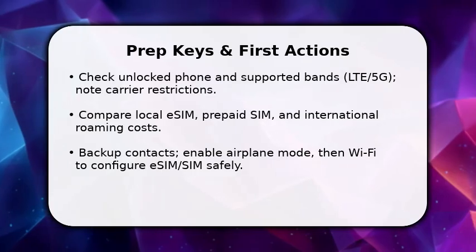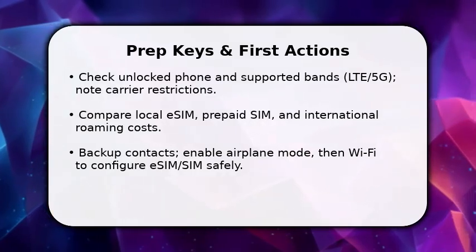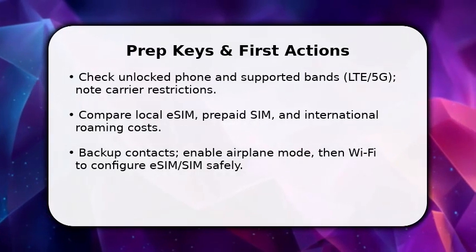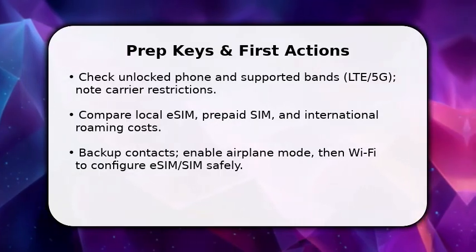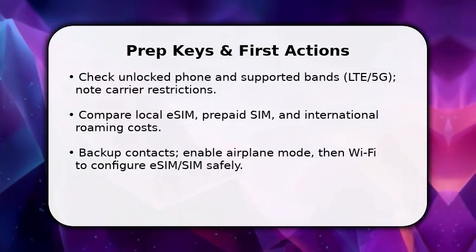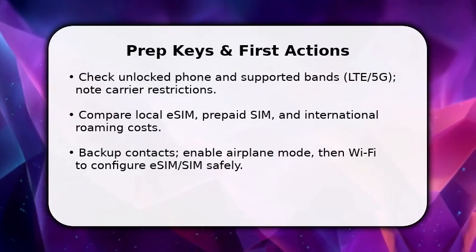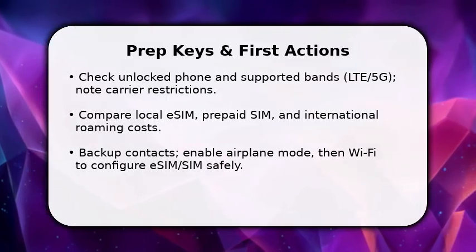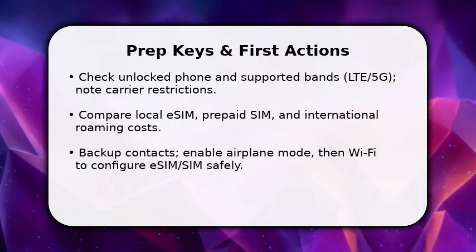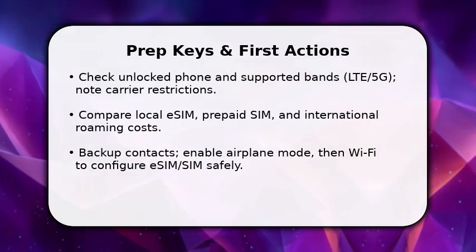Enjoy the video. You start by confirming your phone is unlocked and supports the local LTE/5G bands. This prevents wasted purchases. Once done, compare 3 paths: local prepaid SIM for low cost, eSIM for instant setup, or your carrier's roaming plan for convenience.